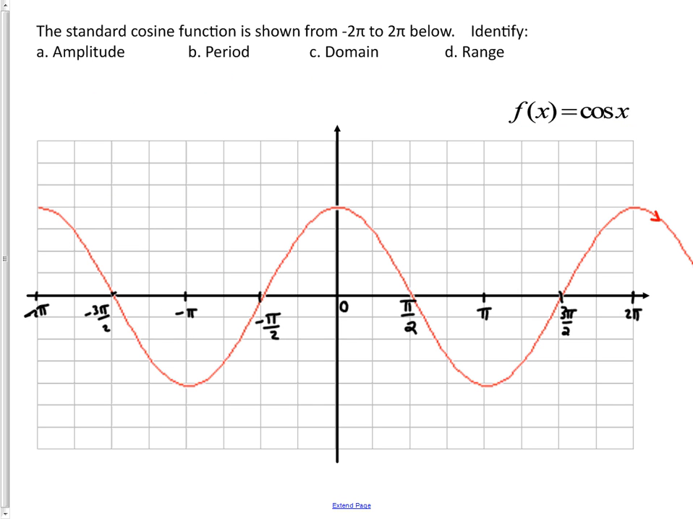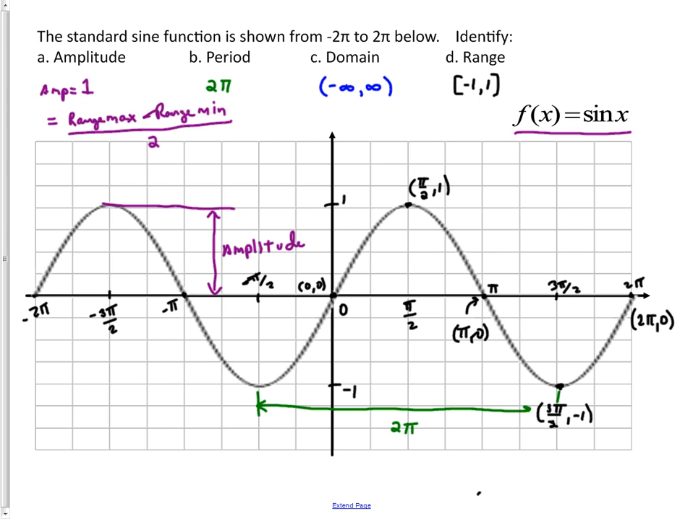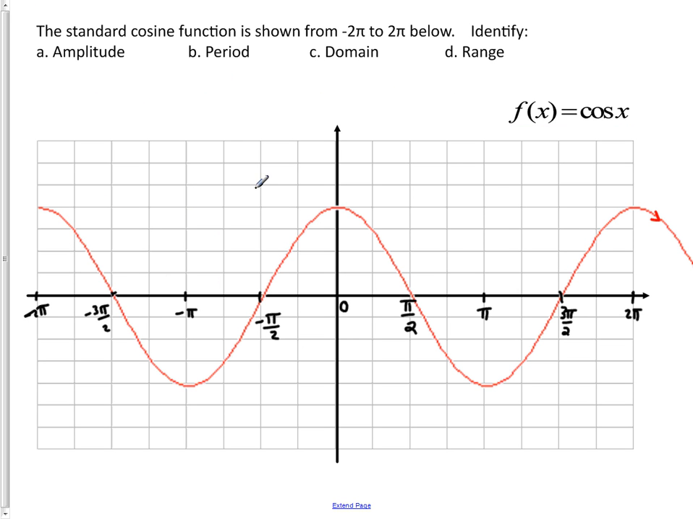Okay. So now here's the image of our graph of a cosine function shown from negative 2 pi to positive 2 pi, and you'll note the strong family resemblance to the sine function, the difference being where we start and where we end up. In this particular case, for our cosine function, we note that, for instance, we start, instead of it being 0, 0, we start at 0, 1.